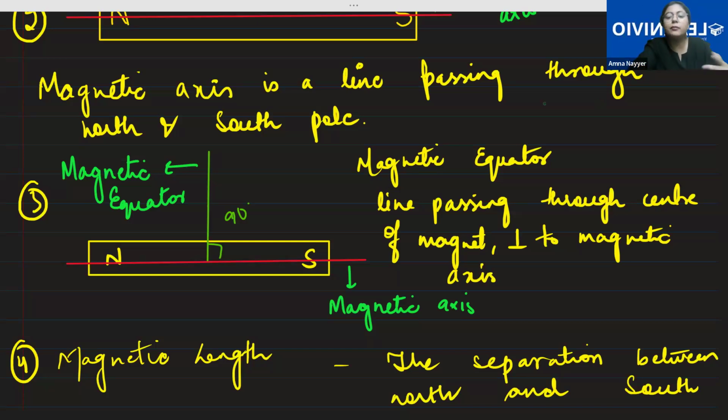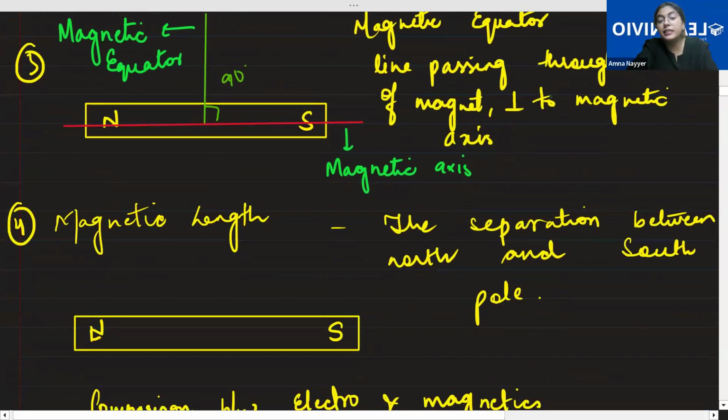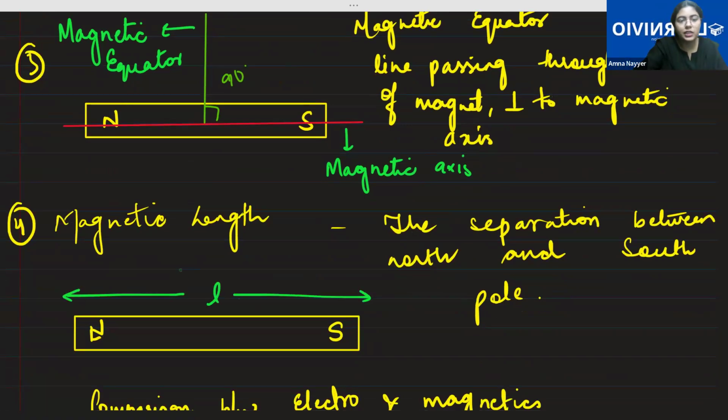So magnetic equator and magnetic axis, why are they helpful for you? To identify whether it's axial case or equatorial case, like your electric field. Last is magnetic length, meaning length of the magnet. You just take the separation from the extreme edge of north and the south pole. That gives you the magnetic length. This is all in the theoretical part of bar magnet if the question comes.